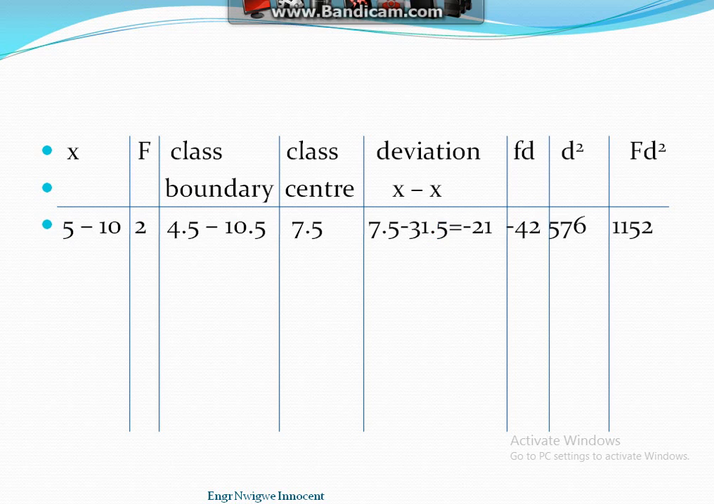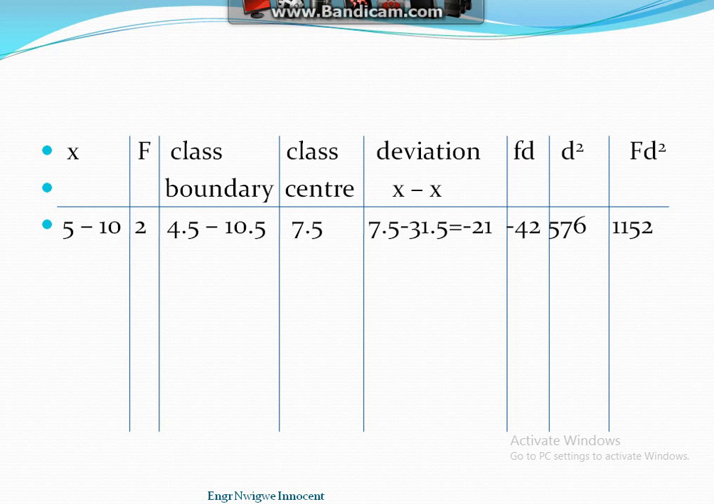When the weight of the pupils is from 5 to 10, the frequency is 2. The class boundary is 4.5, that is 5 minus half, to 10.5, that is 10 plus half. The class center is 5 plus 10, the sum of the weights divided by 2, which will give us 7.5.